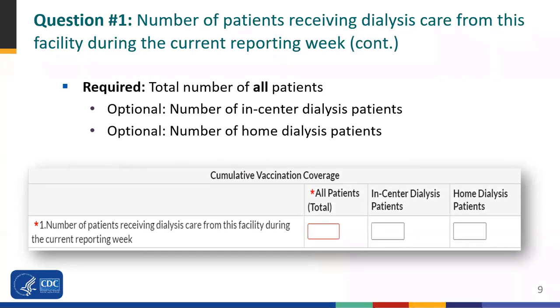On the data entry screen for question number 1, facilities are required to enter the total number of all patients receiving dialysis care from this facility. You can see on this slide that the required category is indicated by the red asterisk and box on the data entry screen. It is optional to report the number of in-center dialysis patients and home dialysis patients.